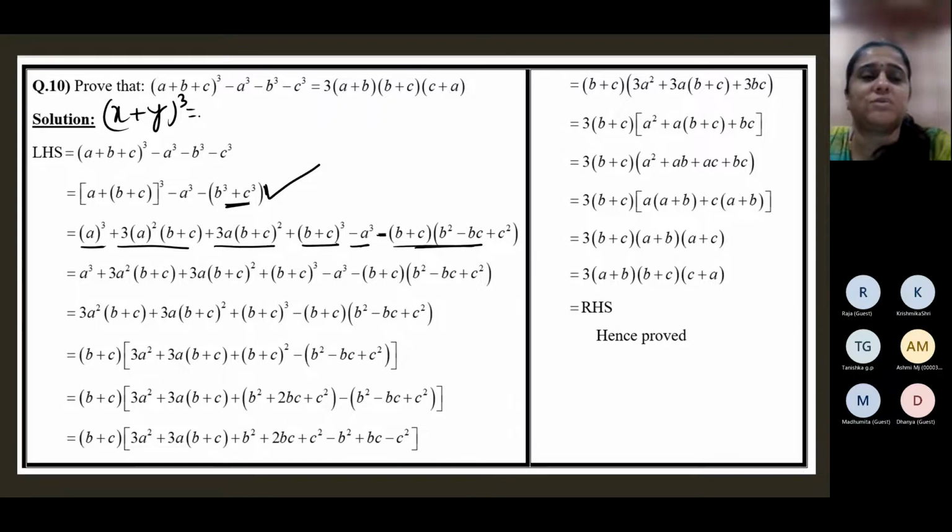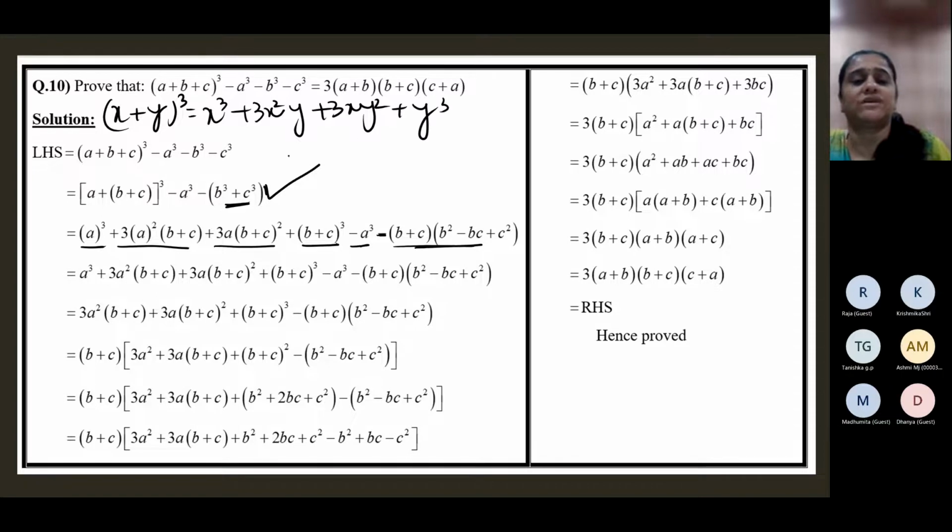Who can tell me what is x plus y the whole cubed? Ma'am, it's x cubed plus 3x square y plus 3xy square plus y cubed, ma'am. Very good. Thank you, Madhumita.